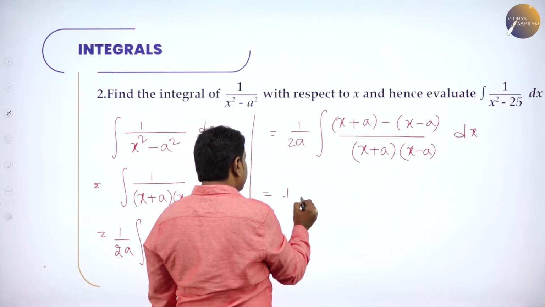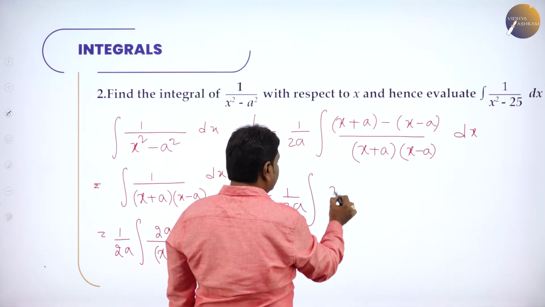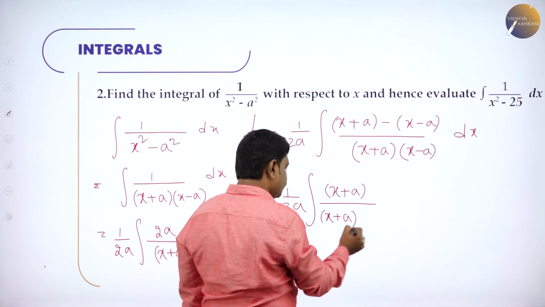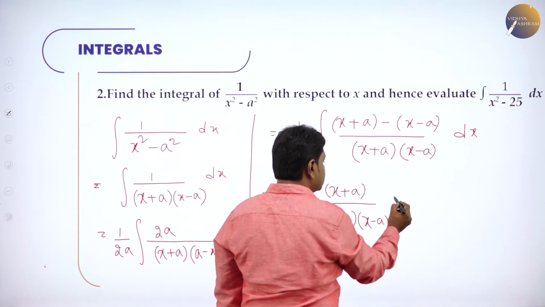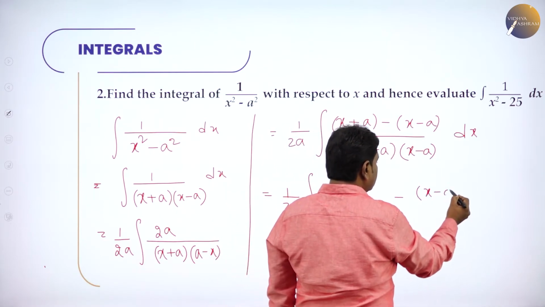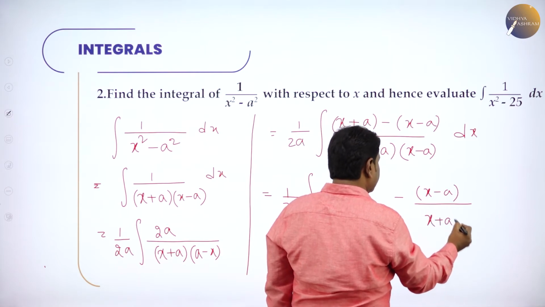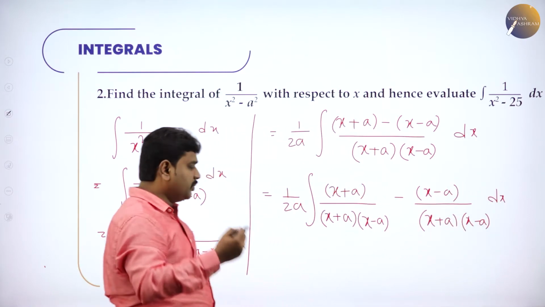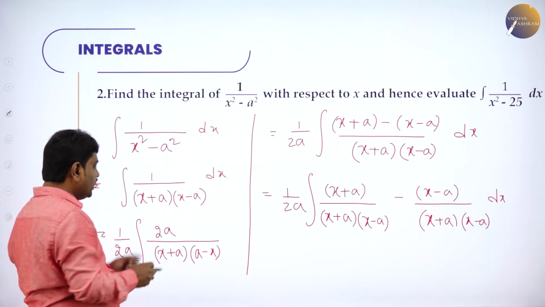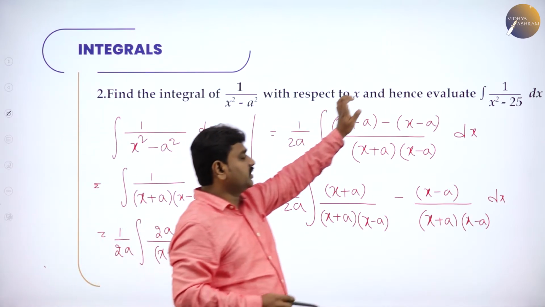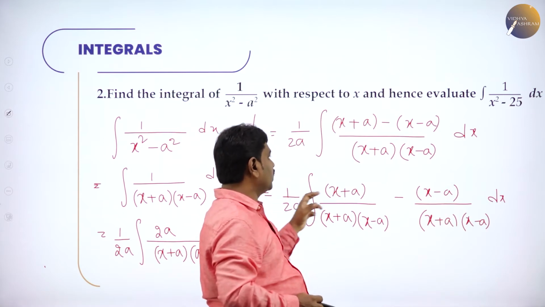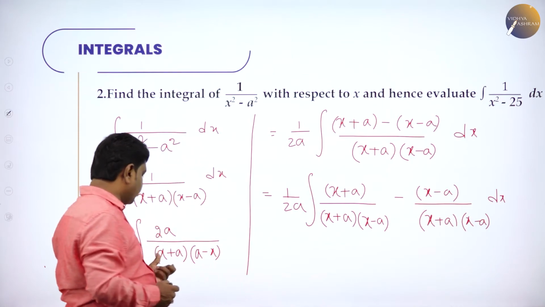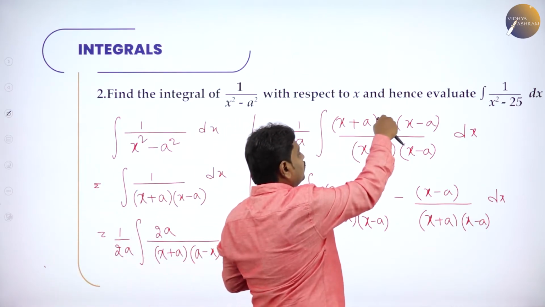Further, 1 by 2a, split this as x plus a divided by x plus a into x minus a. In between put minus, x minus a divided by x plus a into x minus a. The logic is simple. In the last problem and this problem, we are dividing and multiplying by 2a, and writing this 2a in terms of the factors. Check whether if you add or subtract, you will get 2a. If I subtract, x cancels, I get a, and minus of minus becomes plus, a plus a is 2a. So to get 2a in terms of factors, write both the factors. Here put a minus sign, it will be the same.